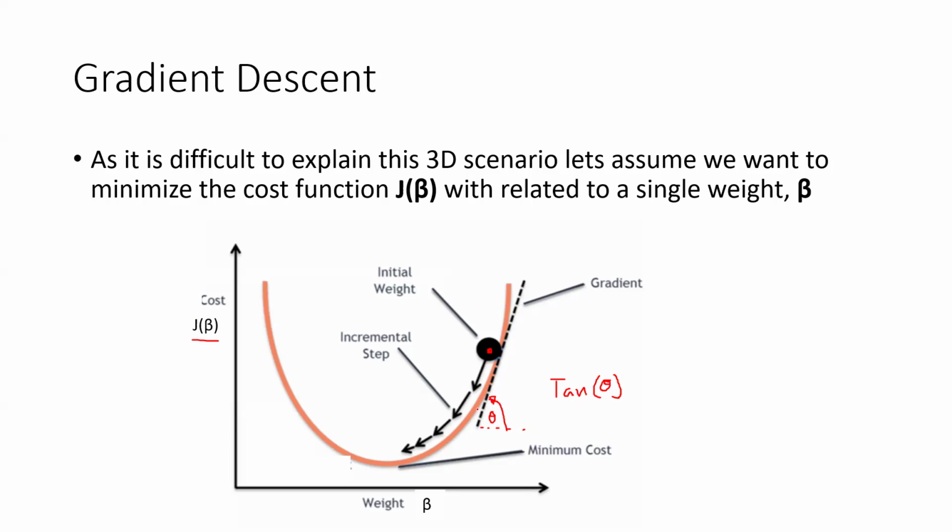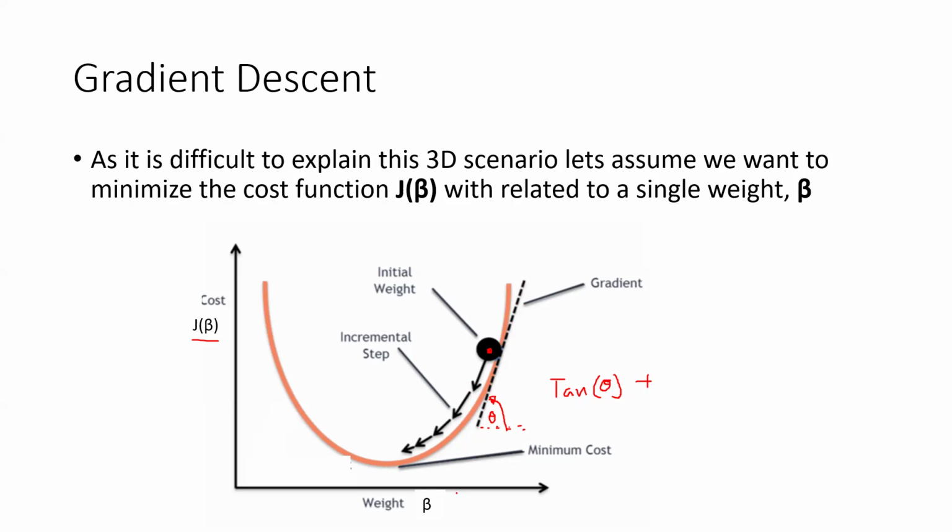And we are going to reduce it. Because this theta is a positive value, if you know a little bit about trigonometry, you may know that when theta is between 0 and 90 degrees, the tan theta is positive. Because of that, this gradient is a positive gradient.